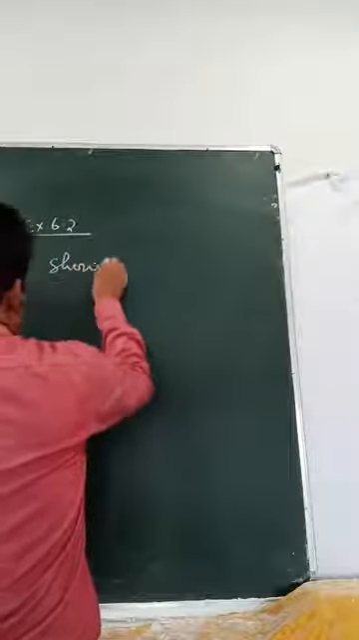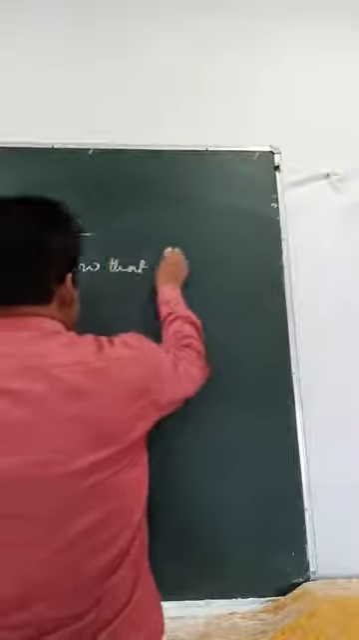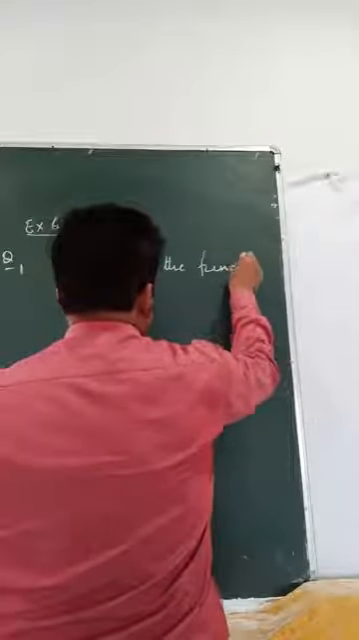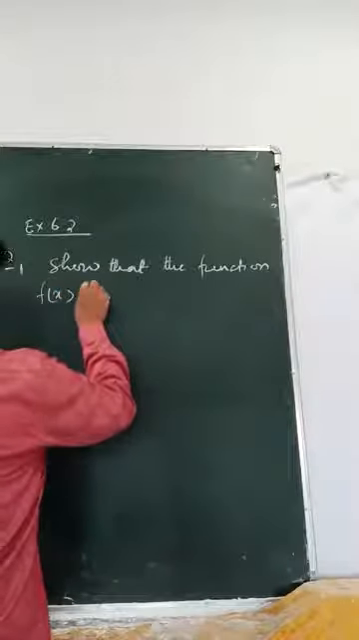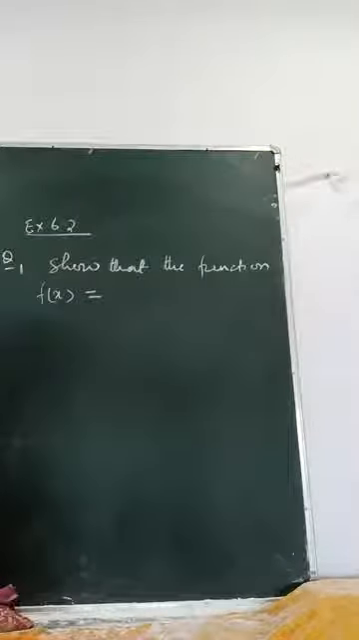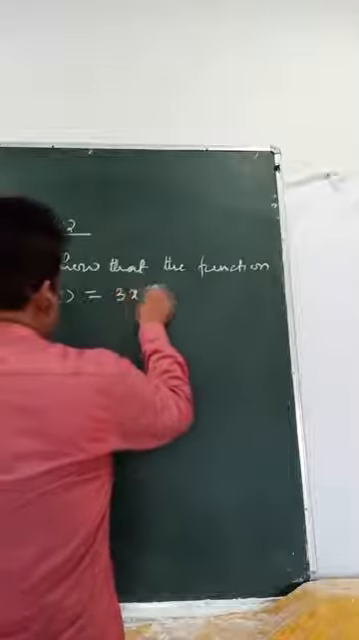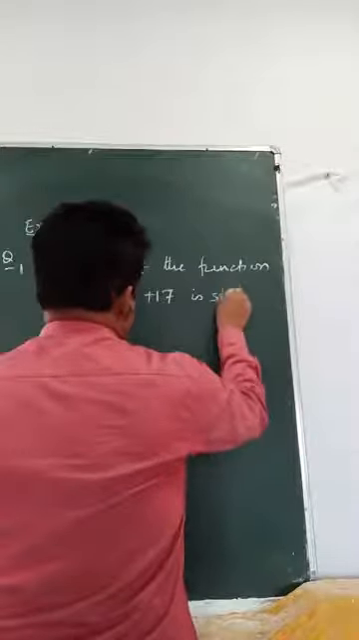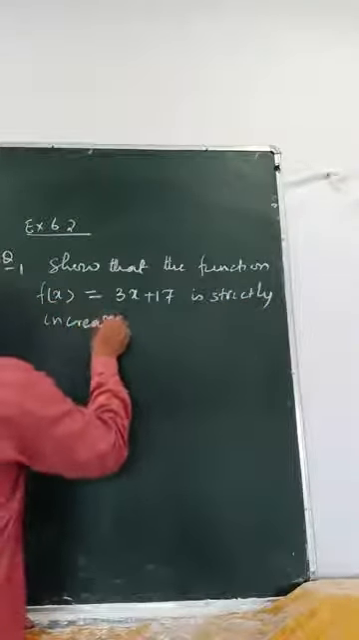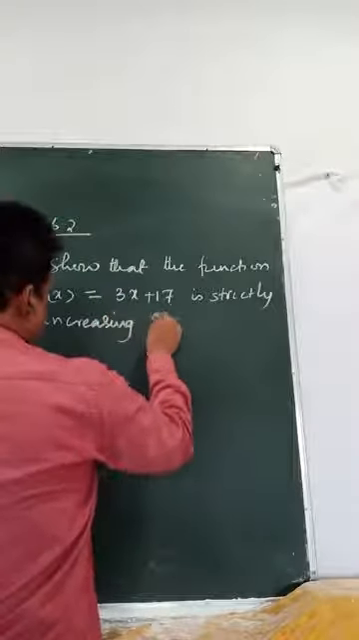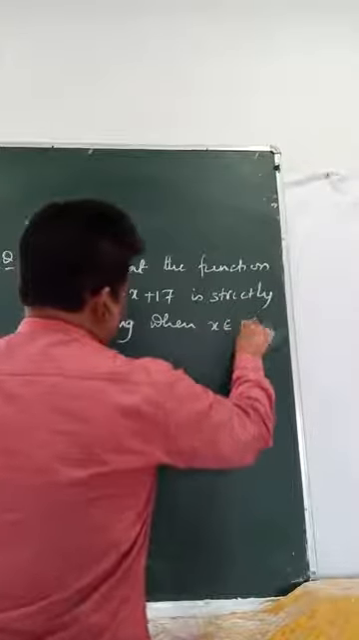The first question given to us is to show that the function f(x) equals 3x plus 17 is strictly increasing when x is a real number.